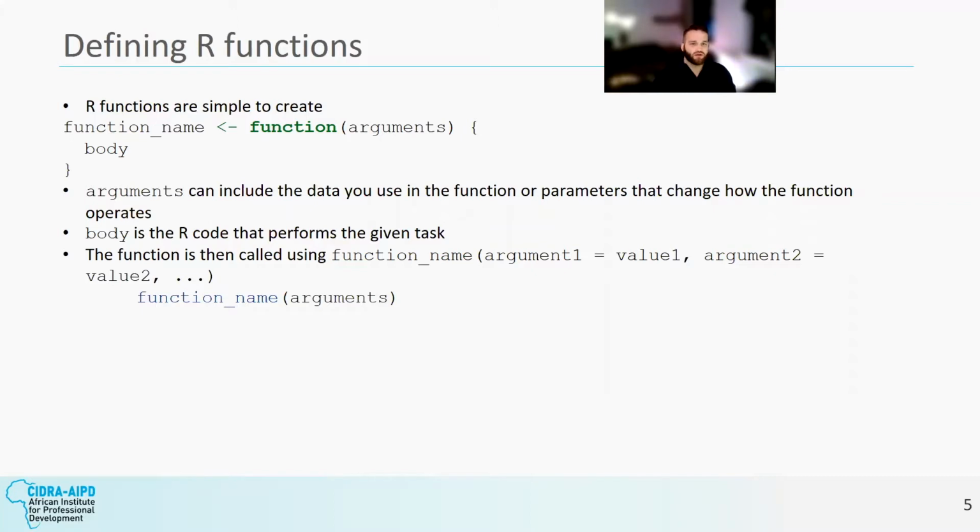So arguments can include the data you use in the function, so really your inputs, or parameters that change how the function operates. That can just change the code that is run within the function, the way it works, or maybe even the way it's output. And then the body is the actual lines of R code that perform the task and create the function. When you're ready to call the function, it's simple again. You just call function name, and in the parentheses, you have the various arguments that you need to set. In R, you can set as many arguments as you want in a function definition.